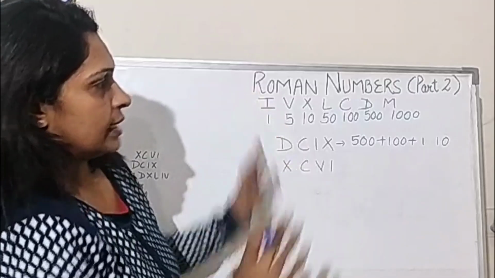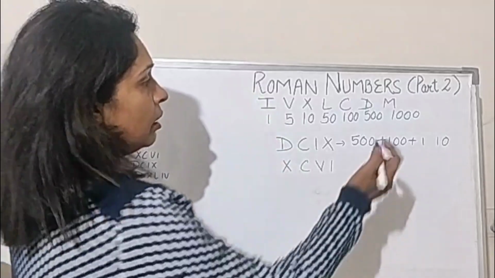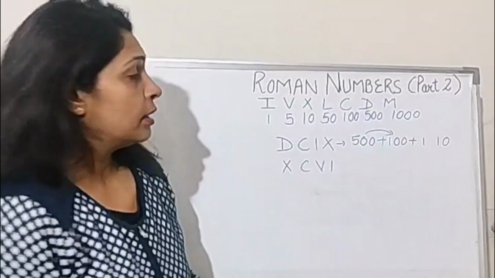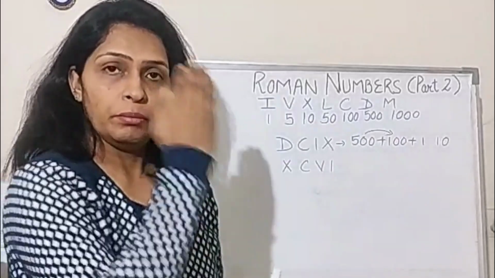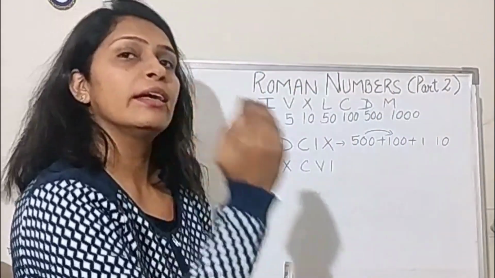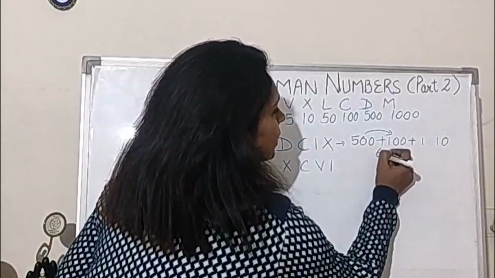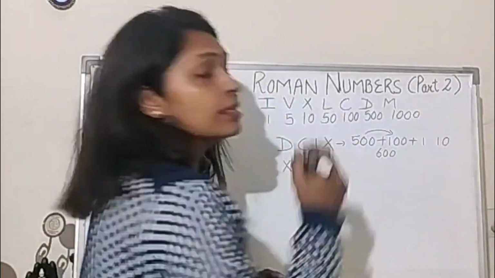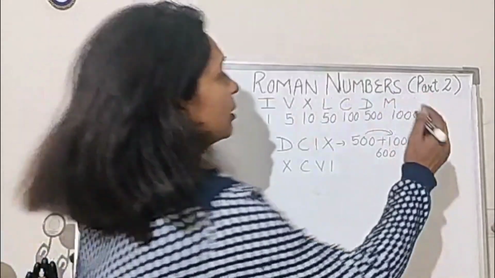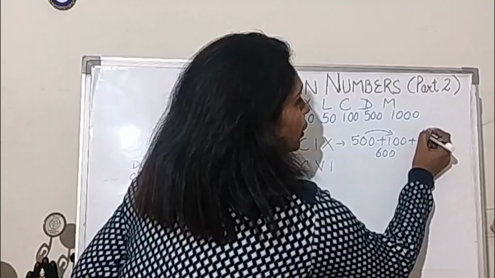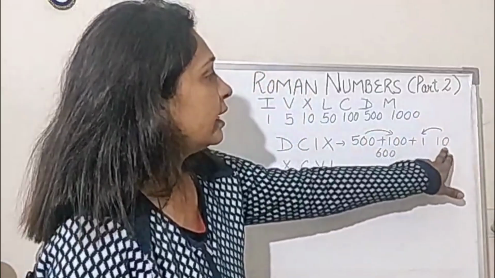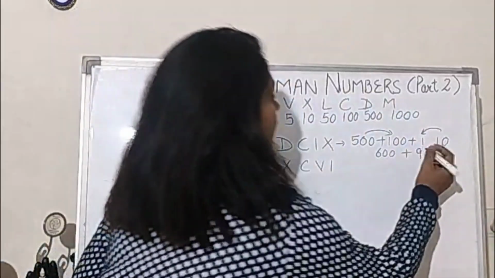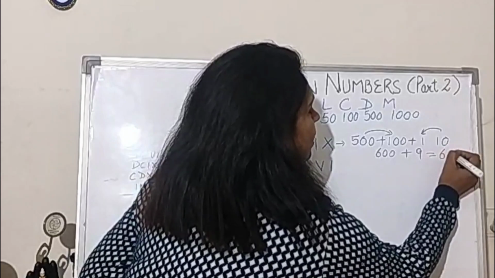Now try to visualize this. What is happening here? 500, 100. It's a big number to the small number. Big number to the small number, what will happen? It will be added. So it is going to be 600. But what is happening in the second part of it? 1 is small and 10 is big. So it's going small to big. So in this case, we are going to subtract them. That is 10 minus 1, that is 9. And the number would be 609.